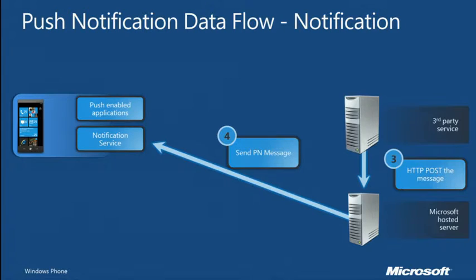Yes? What was the question? The limitation? In what sense? I don't remember the message size, but typically you want to keep them pretty small. First of all, it's tile images. For the toast, you don't have a lot of room for your toast images. There is a raw message, which you can use as a payload to get information to your application if it's in the foreground. I can't remember what that limit is. It's not large, though. You're not going to send megabytes of information using push.